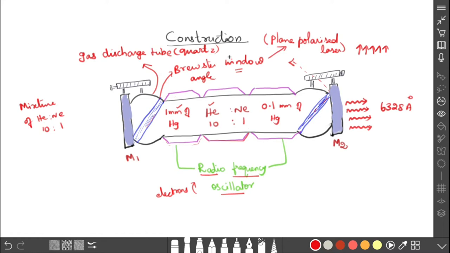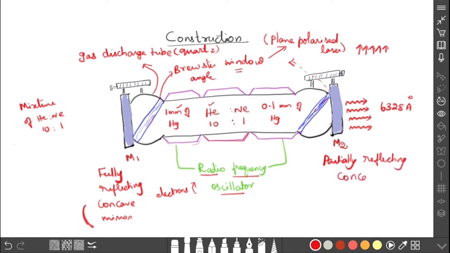And then this is the optical resonator setup. Here we have taken two mirrors, M1 and M2. M1 is fully reflecting. Actually here they have taken concave mirrors, so the shape of the mirror is concave. The other is a partially reflecting concave mirror. So two concave mirrors are taken, one fully reflecting and the other partially reflecting. Through the partially reflecting one, the laser light will come out. M1 and M2 set up the optical resonator. This is the experimental construction part of the helium neon laser.